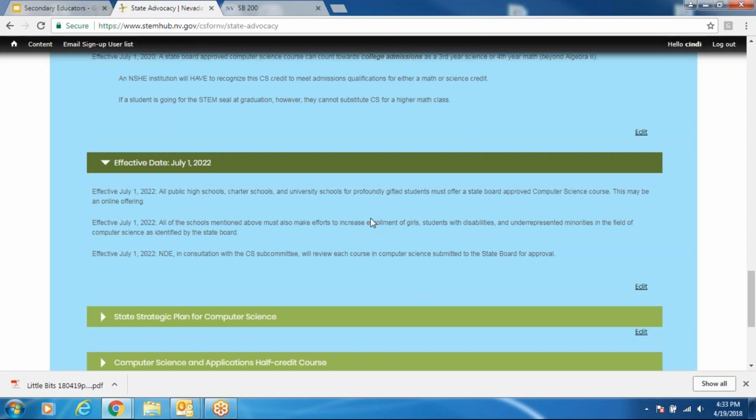What I am seeing in the districts, both Clark and Washoe, for sure, is that a lot of our high schools are now offering the AP Computer Science Principles course as the course that would satisfy this requirement. And if it's offered to all freshmen, which a lot of them are doing, that's their freshman course, then it also satisfies the second one, because if all are taking it, then you have already increased your enrollment of girls, students with disabilities, and underrepresented minorities, etc. So they're kind of taking a 2-for-1 right there.